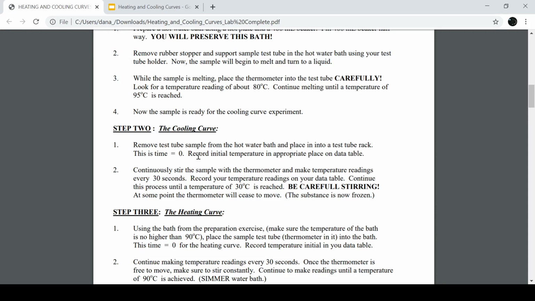And 30 degrees Celsius is going to be slightly warmer than room temperature, because that's what your overall goal is. Your overall goal is to go ahead and take it from that 95 degrees to about room temperature, and that's where we're cooling, okay?